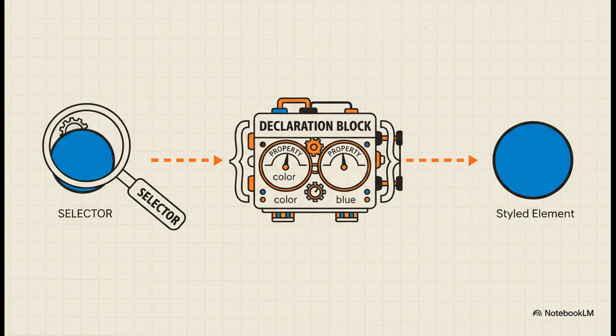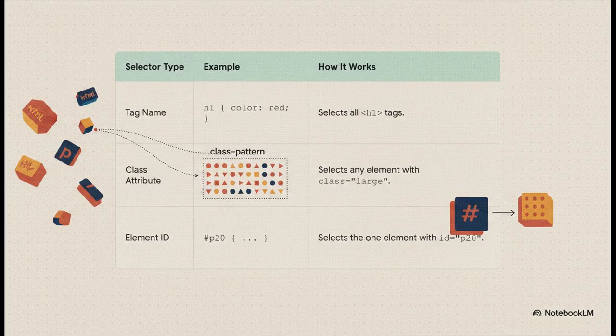Then you have these curly braces, and inside you have pairs of properties, like color or font size, and the values you want to give them. It's that simple. And how do you actually select those elements? Well, you've got a few main ways. You can target every single tag of a certain type, like all the H1 headings. Or you can create a reusable class that you can sprinkle around and apply to lots of different elements.